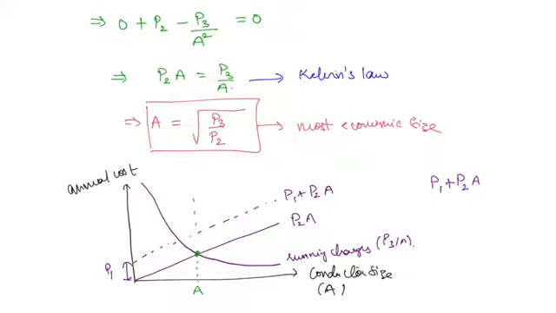And you can draw the total cost as well. That is going to be something like this. So the minimum cost is the minimum point of this curve. It is going to occur at this point. So here this is the total cost.